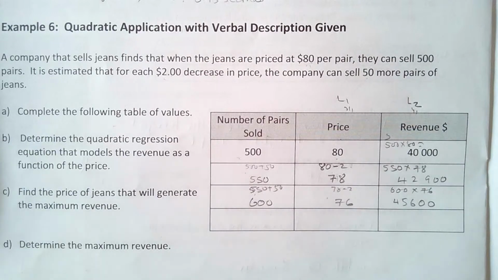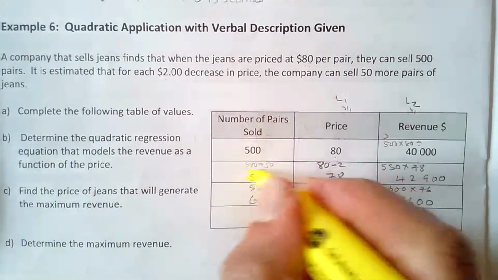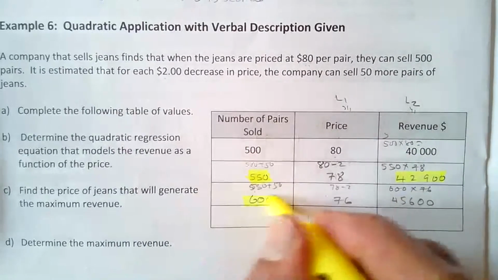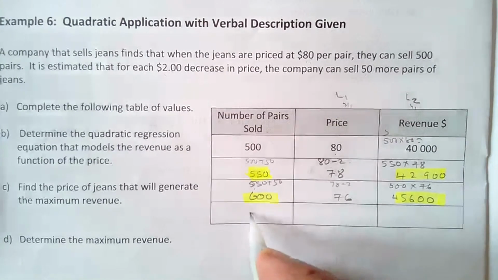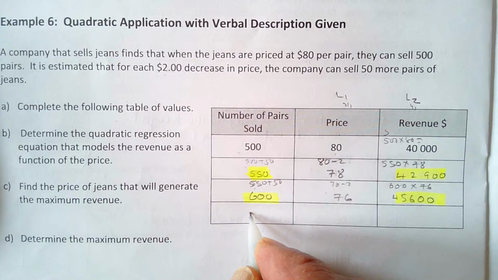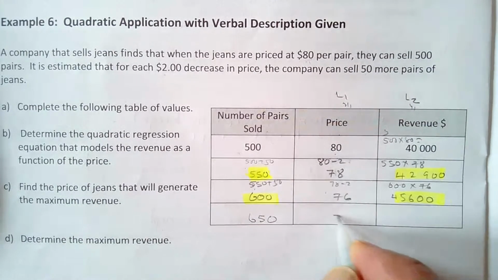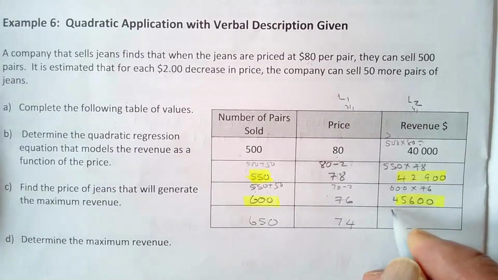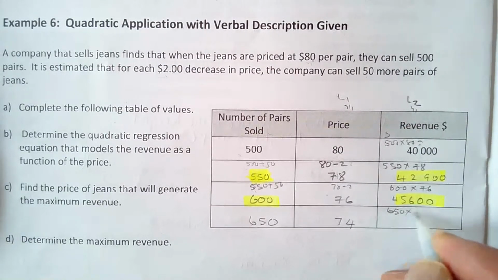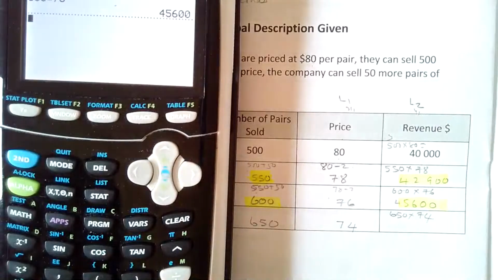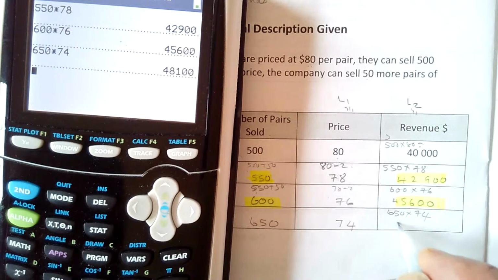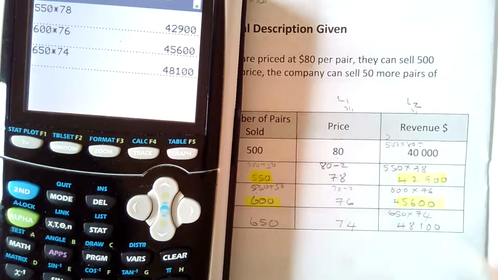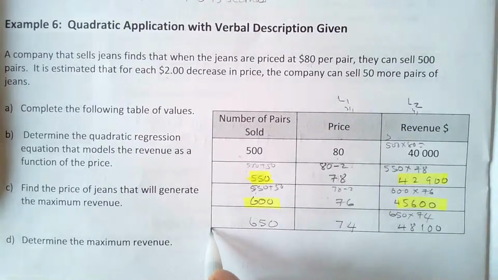So I'll just highlight my x's and y's here. Then we do one more. We can make that 650. This will be 74. So this will be 650 times 74. So 650 times 74 gives us $48,100. Let's try one more row.